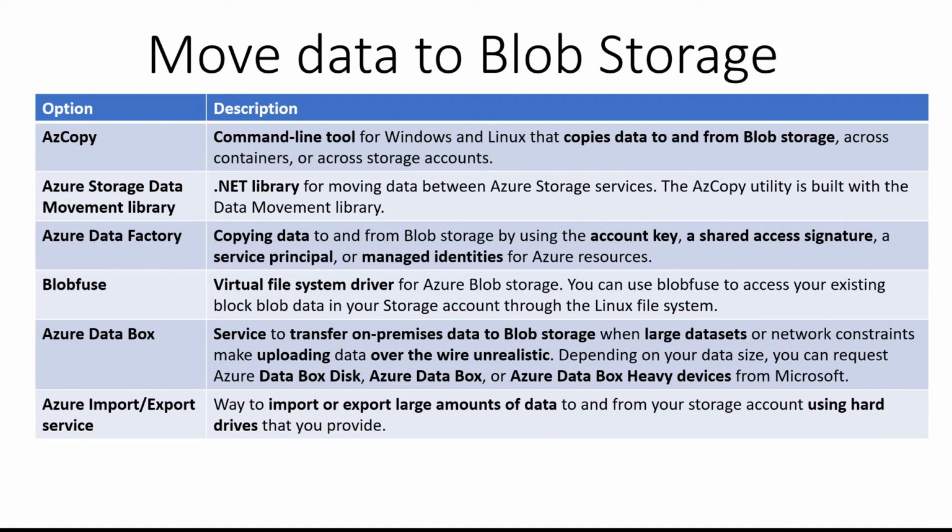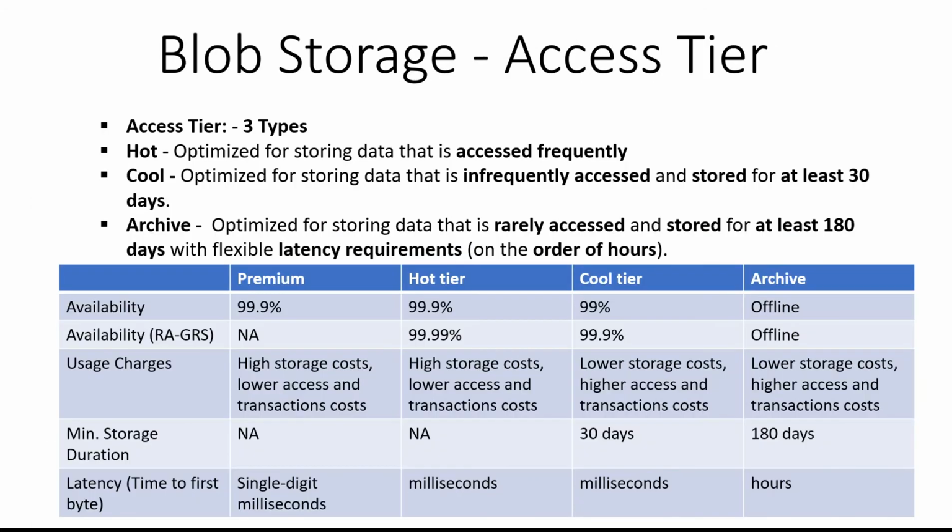Those are all for smaller migrations, but these are all one-time migration tools that you can use for heavy data loads. Then we discussed access tiers, which from an exam point of view is also very important. There are three access tiers available: hot, cool, and archive. Hot is primarily for frequently accessed files. Cool is for infrequently accessed files, and archive is for rarely accessed files.